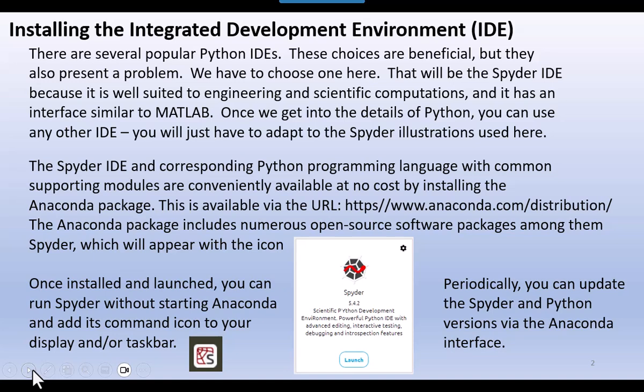The versions of Spyder and versions of Python are a moving target. They're being updated regularly, and so you can go on the Anaconda interface and update these, and you will generally get messages in using Spyder when an update is available, and it will provide the command instructions that you can use to do that.